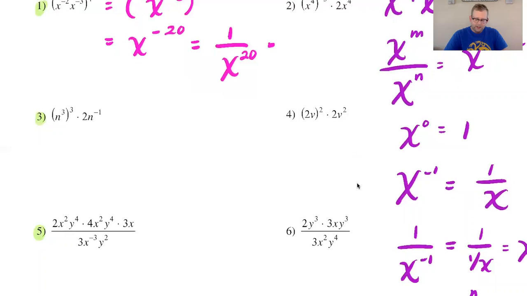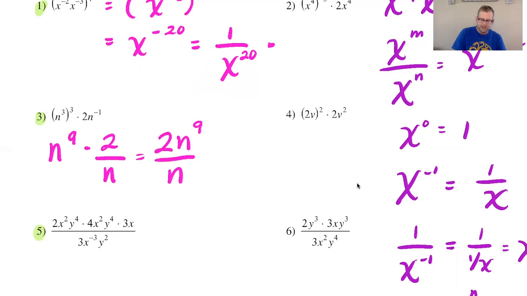For number 3, let's tackle this in two separate ways. Let's do n to the 3rd raised to the 3rd power, which would be n to the 9th, times 2, and then I have n to the -1, so that n ends up on the bottom. If we combine these, we will get 2n to the 9th power over n. And then I have n to the 9th over n to the 1st, so 9 minus 1. And just so you know, yes, there is a 1 right there. 9 minus 1 will get us 8.